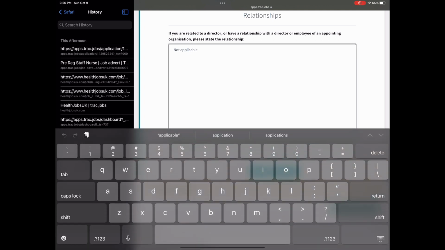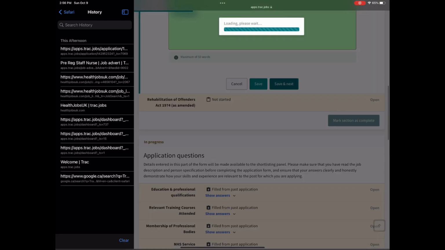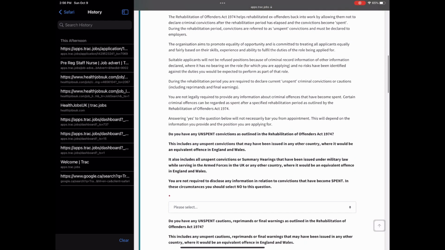Now, in this part that talks about director, I noticed some people start telling stories. No, I don't know any director. I got this job on merit or different things. That's not what they're asking. If you don't have any director or employee in the appointing organization, just click not applicable and move on.